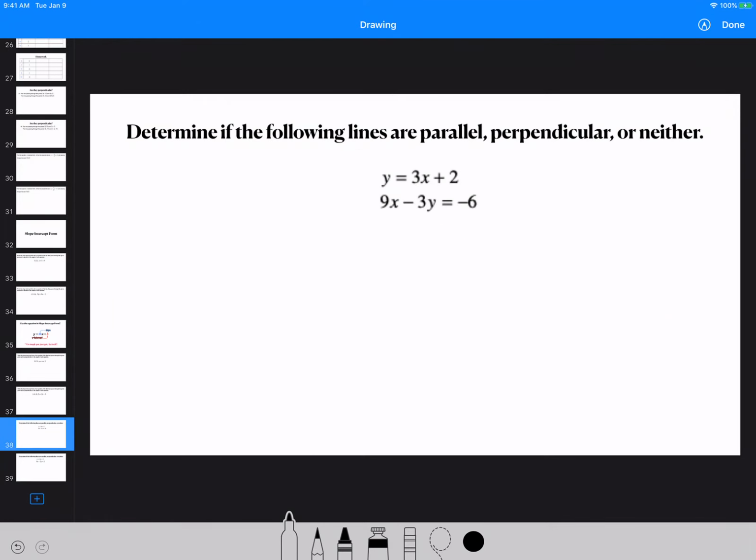Okay. Now try this question on your own. This question is formatted a little bit differently. Now I give you one equation and I give you another equation. I want you to tell me if the lines are parallel, perpendicular, or neither.